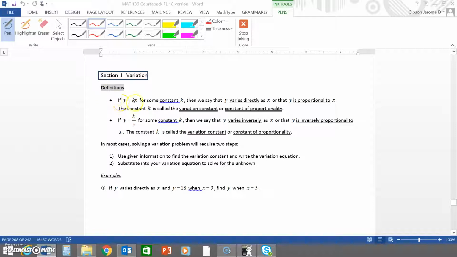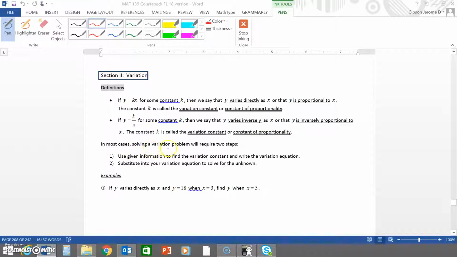It says here, if y equals kx for some constant k, then we say that y varies directly as x, or that is, y is proportional to x. The constant k is called the variation constant or constant of proportionality. If y equals k over x for some constant k, then we say that y varies inversely as x, or that y is inversely proportional to x. The constant k is called the variation constant or constant of proportionality.